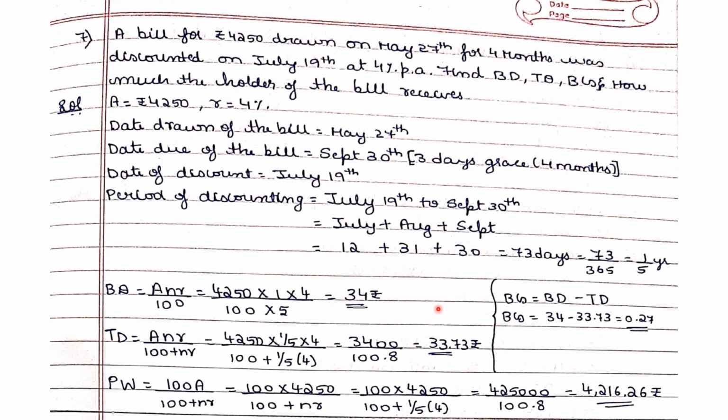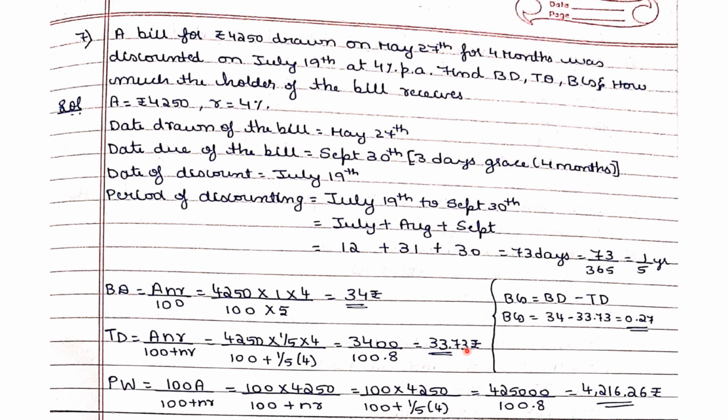So now you have all the information required to calculate banker's discount, banker's gain, true discount and present worth value. The banker's discount formula is ANR by 100. You know the value of N is 1 by 5, R is 4, and the denominator is 100, so you will get 34. Once again for the true discount, substitute in the formula and you will get 33.73. Then calculate the banker's gain, BD minus TD, so the banker's gain will be rupees 0.27.